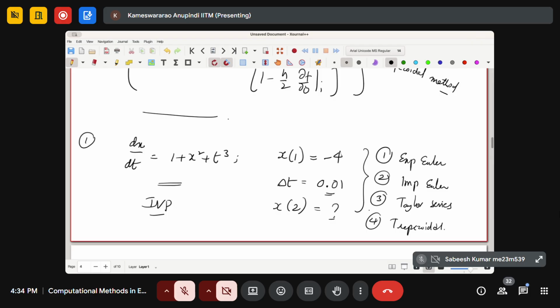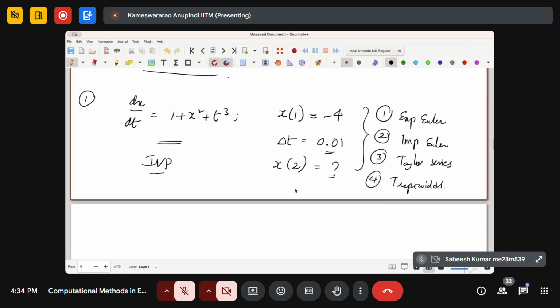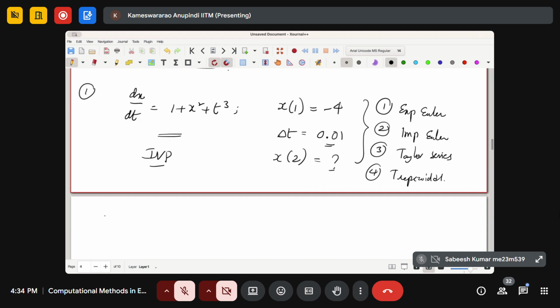We will try to do some numbers here. I may not be able to calculate all the numbers, but if you have a calculator handy with you, you can calculate and tell me. So, okay, let us try to do this problem using the explicit Euler method.